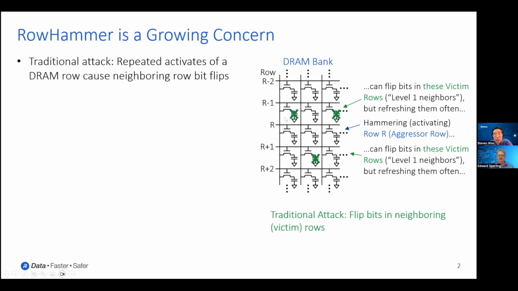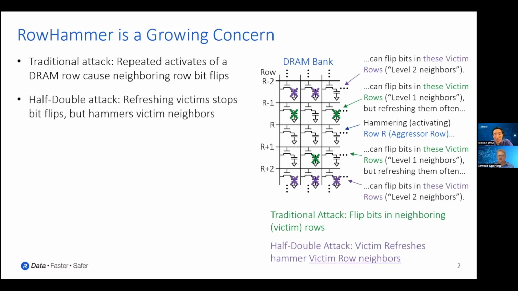If we start hammering row R very frequently, and rows R minus one and R plus one are in danger of losing their charge, you can just refresh them pretty frequently. But those refreshes actually act like hammers on their neighboring rows, R minus two and R plus two. So the fact that you're using these mitigation methods, refreshes to rows R minus one and R plus one, can cause hammers of their neighbors on rows R minus two and R plus two.